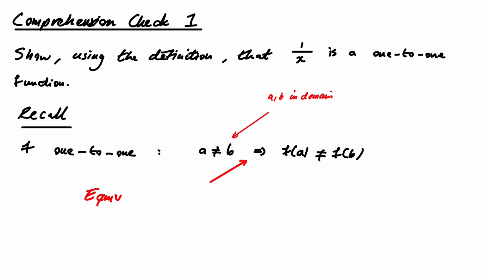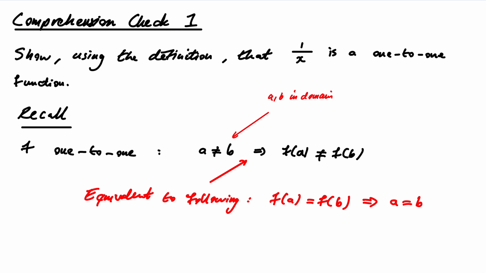So here's kind of a nice way to rephrase this. Well, imagine if I have two outputs and they're equal to each other. Well, if I'm 1-to-1, that would force the inputs to be equal to each other. So this is an alternate way to write this down. And the reason this is quite good is because it involves equalities, which I'm really good at manipulating.